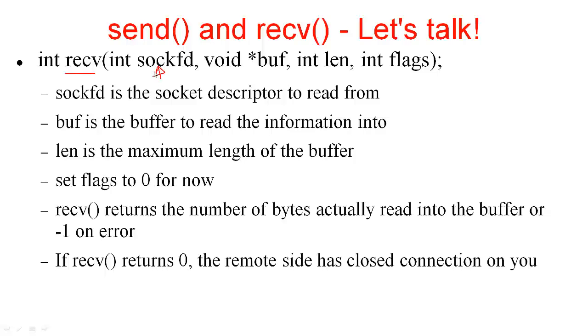Again, you're receiving on a given socket, and this buffer is the buffer to read the information into. Length is the length of the buffer, and again we'll set flags equal to 0, and this receive function returns the number of bytes actually read into the buffer, or -1 on error. If this receive returns a 0, that indicates that the remote side has closed the connection on you. So this is used to figure out whether the connection is closed or not.